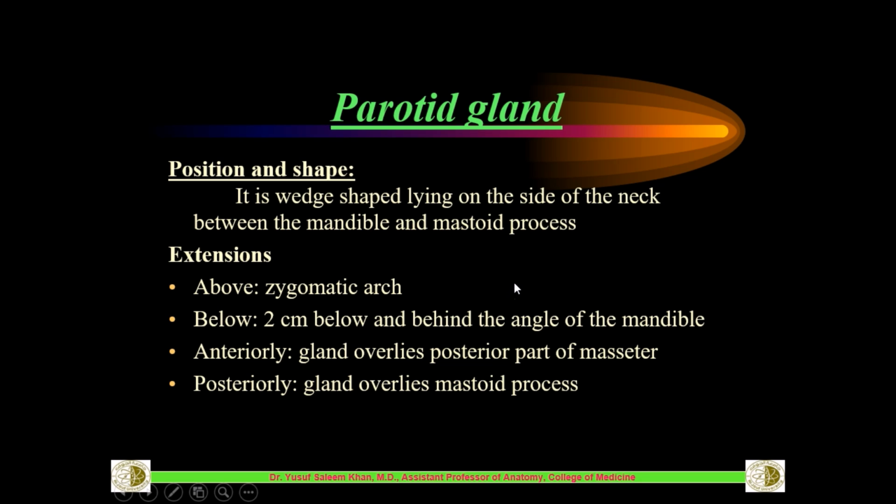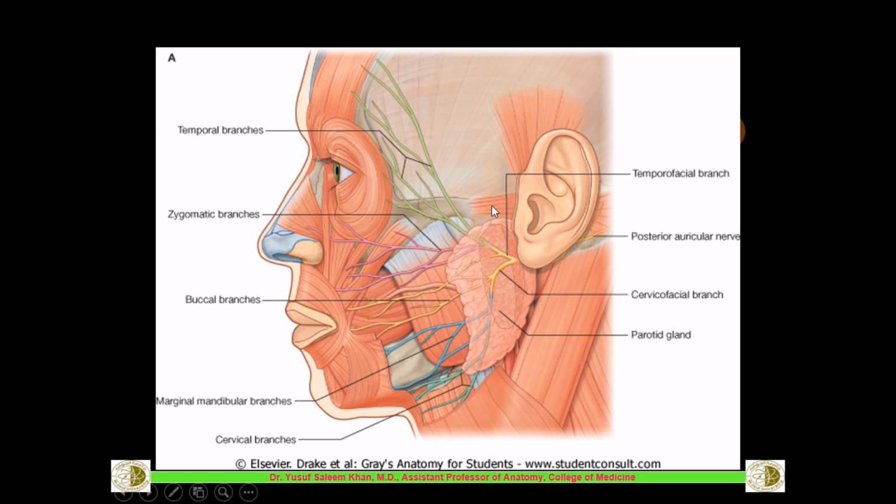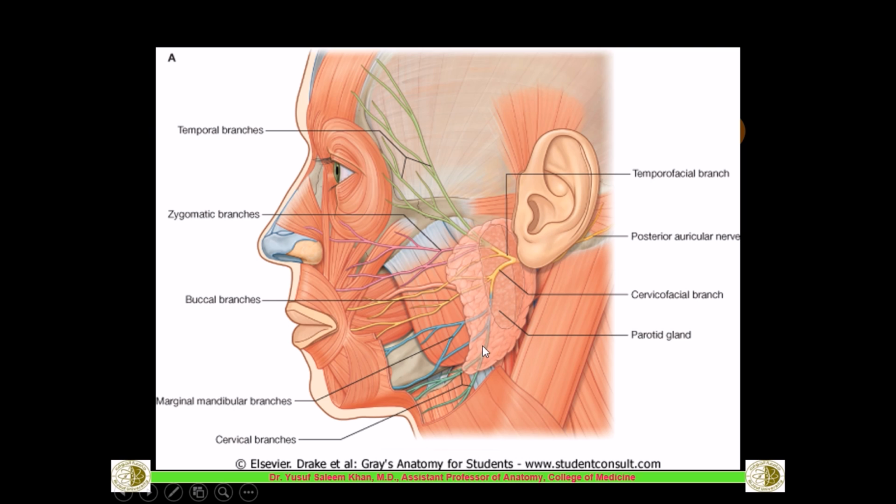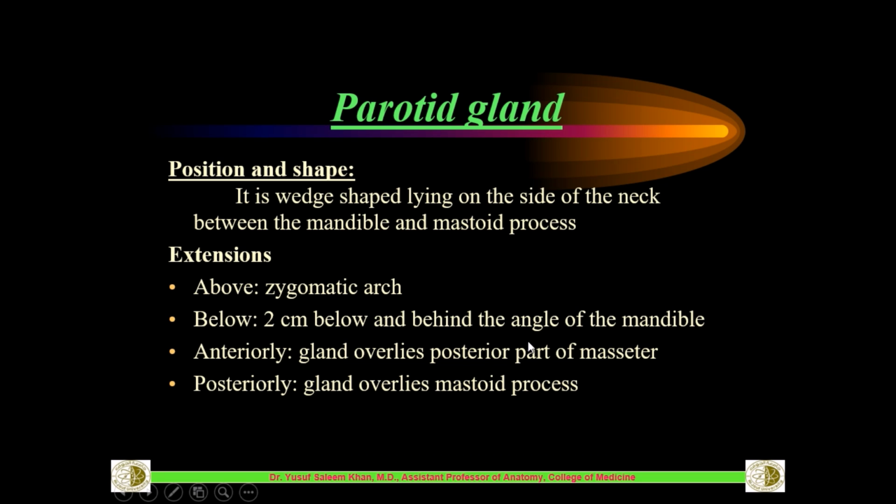Extension above, it will be extending up to the zygomatic arch. So this is the zygomatic arch. Up to that, this gland will be extending above. Below, it extends 2 centimeters below and behind the angle of the mandible. Here will be the angle of the mandible, between the ramus and the body. So it will extend below it up to 2 centimeters.